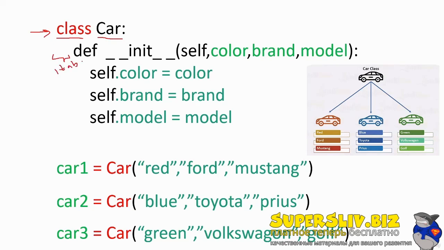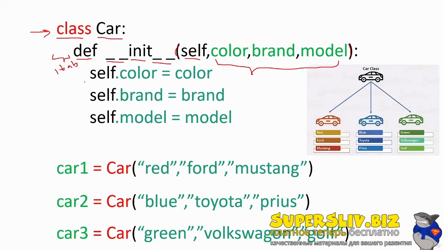Then we have to create a function called constructor. To define function, we use def keyword as usually. Then we have to put two underscores. Then type init, again two underscores. Within the parenthesis, we have to put a keyword called self. Then we can specify the arguments.